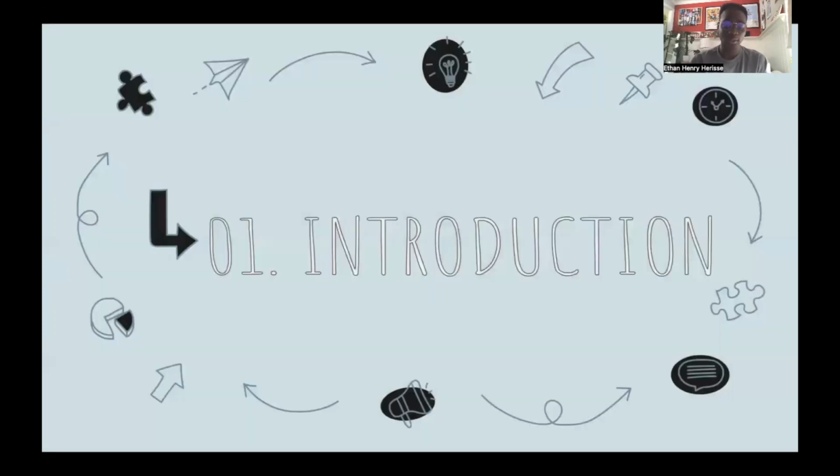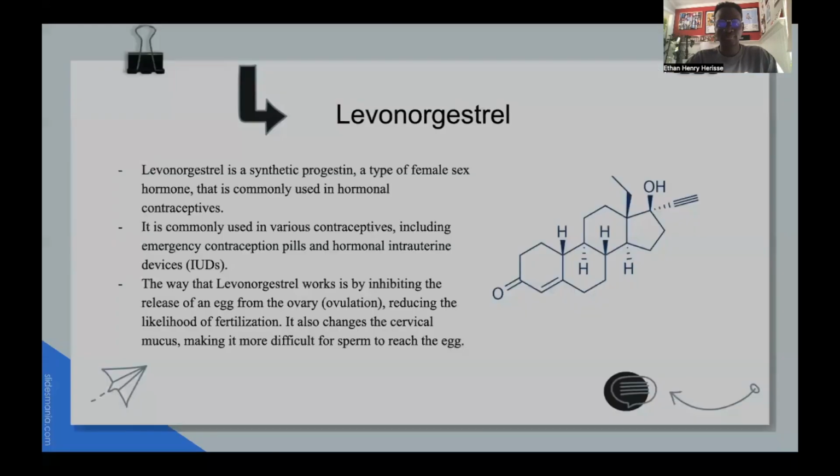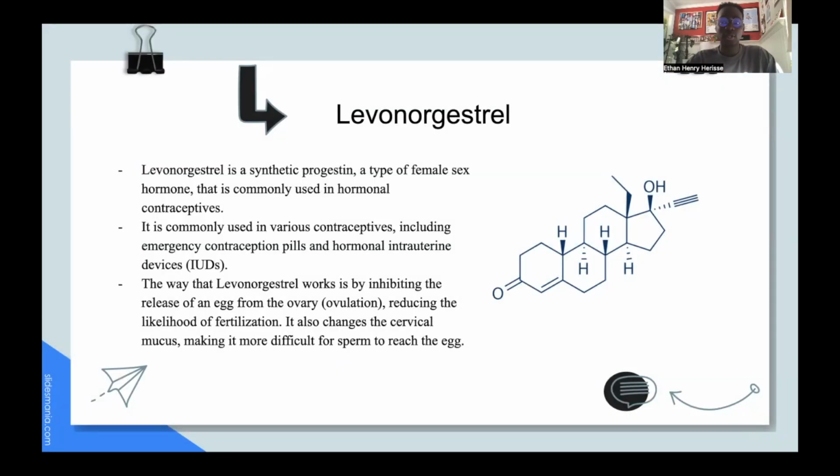So, what is levonorgestrel? Levonorgestrel is a synthetic progestin, which is a type of female sex hormone that is often used in hormonal contraceptives. The contraceptives that it is commonly used in are emergency contraception pills and IUDs. Levonorgestrel works by inhibiting the release of an egg from the ovary and reducing the likelihood of fertilization. It also changes the cervical mucus to make it more difficult for the sperm to reach the egg.